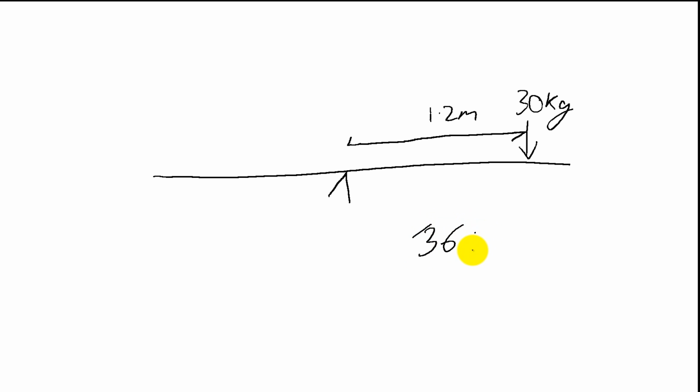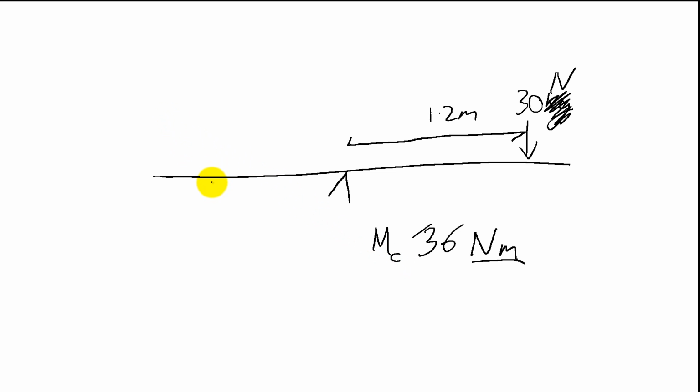36 Newton meters. So that should be 30 newtons, not 30 kilos, which is actually now only a 3 kilo child, but we'll run with it. So 30 newtons acting downwards, 1.2 meters from the pivot gives us 36 Newton meters. So newtons times meters gives us units of Newton meters. So that's our moment, and it's acting clockwise. So let's put a little c under there.